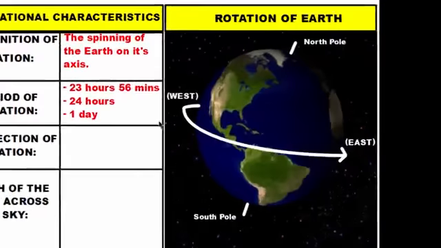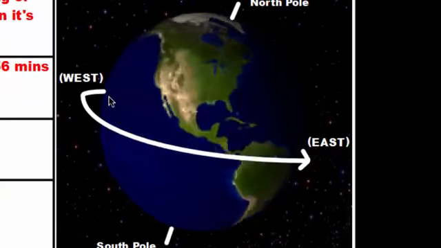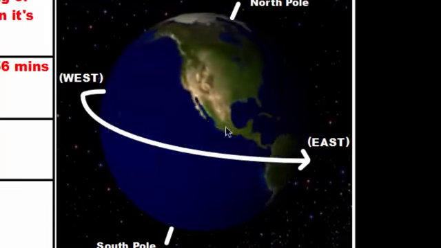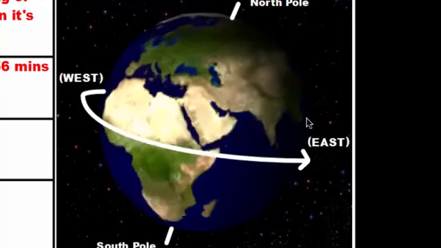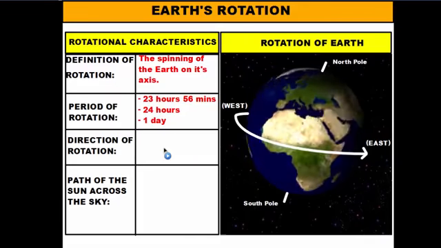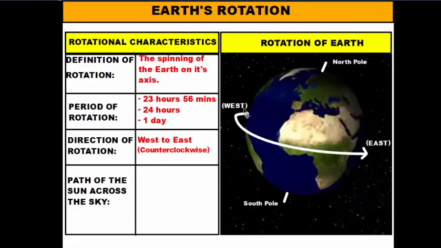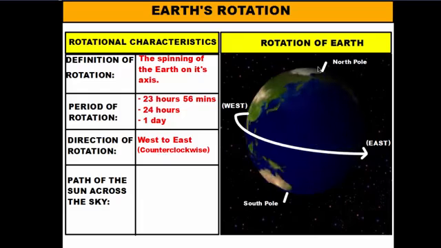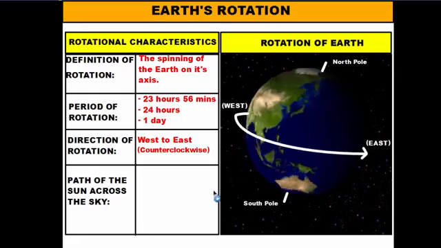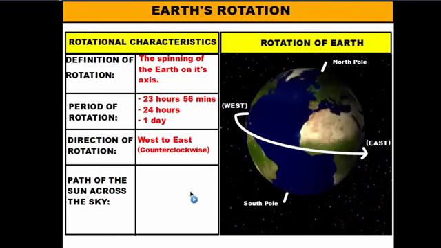If you take a look at this animation, you'll notice that the Earth spins in a particular direction, and you'll also notice that the land masses start from the west and go east, west and go east, west and go east. So you could probably tell that the direction of the rotation is from west to east. And if you take a look at this rotation from above the North Pole, you'll see that it goes in a counterclockwise direction.